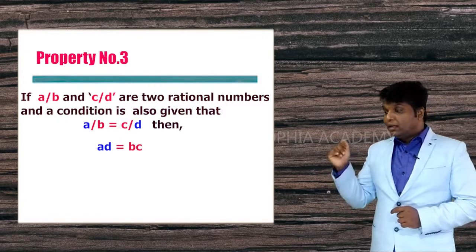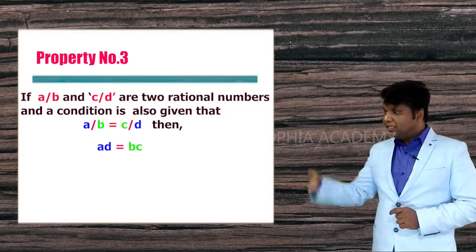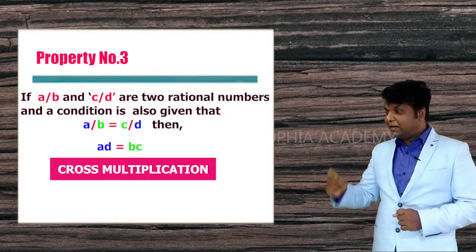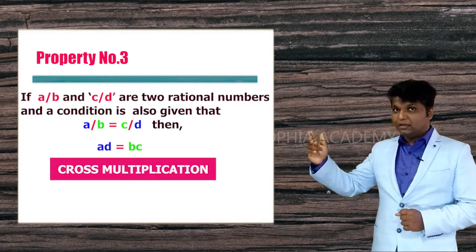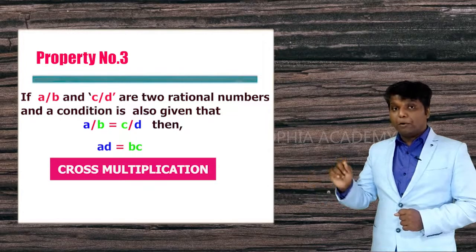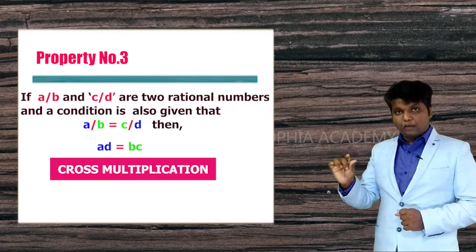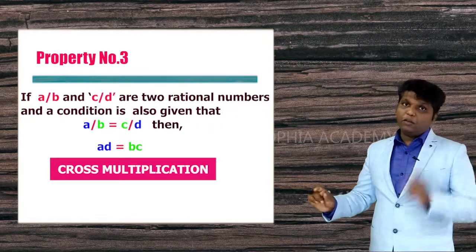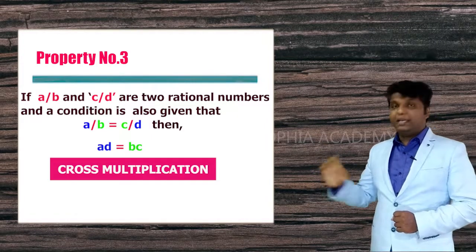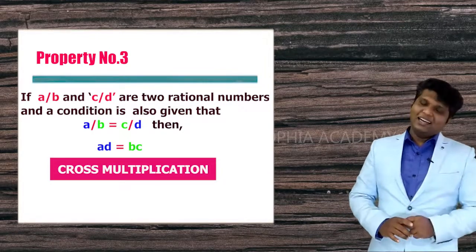What is the second product? The numerator of the second fraction multiplied by the denominator of the first fraction. This is what we call cross multiplication. This typical type of multiplication, multiplying the numerator of the first fraction by the denominator of the second fraction, will be equal to the product of the numerator of the second fraction and the denominator of the first fraction. In other words, A into D is equal to B into C. Clear? These are the three main properties regarding rational numbers.